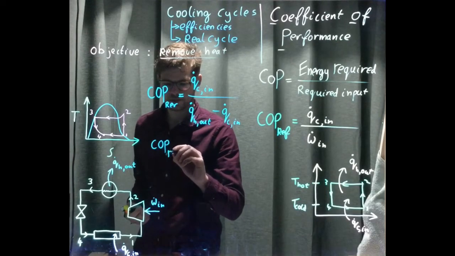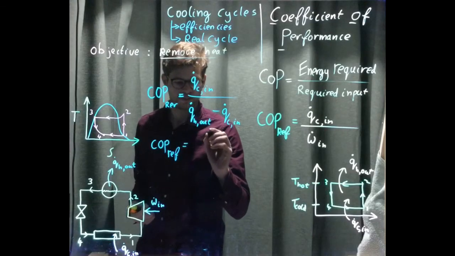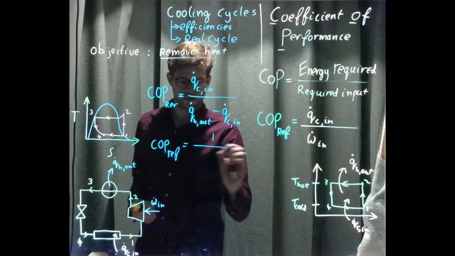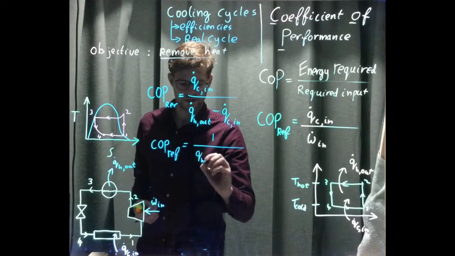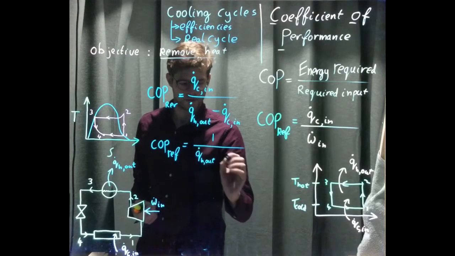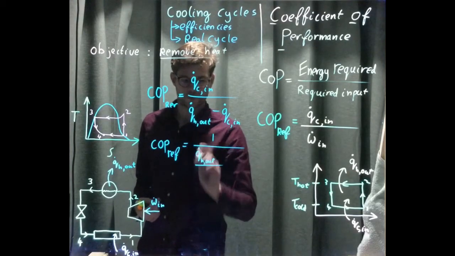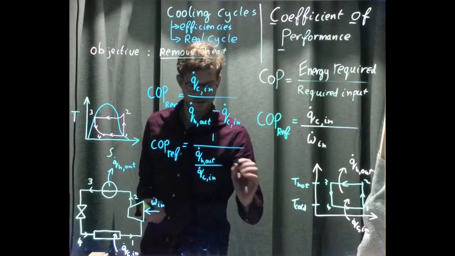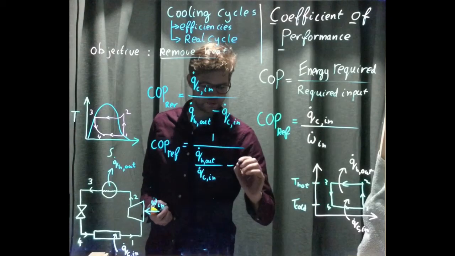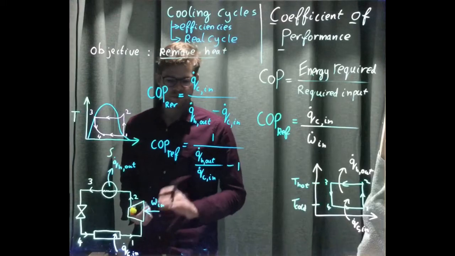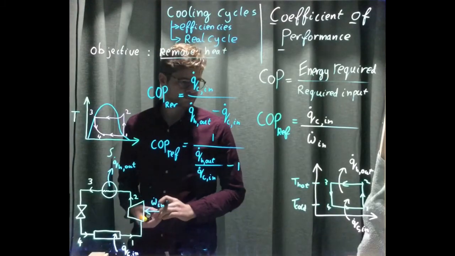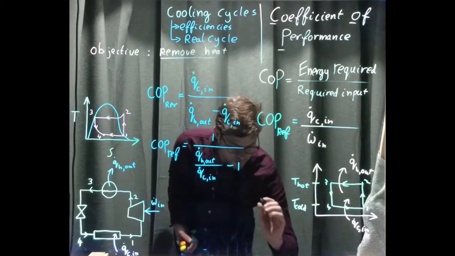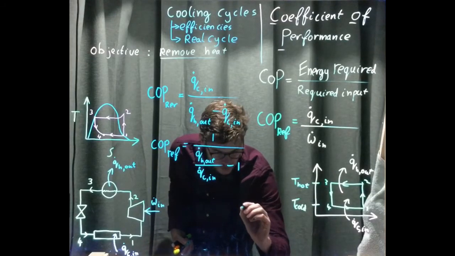COP of a refrigeration cycle. I'm going to divide everything by Q cold in, so it's 1 over Q_H out, and since I'm dividing by Q cold in, I have to divide this by Q cold in, and this becomes 1 as well. So this is still the coefficient of performance. And when looking at a Carnot cycle, I can assume that the following statement is true.